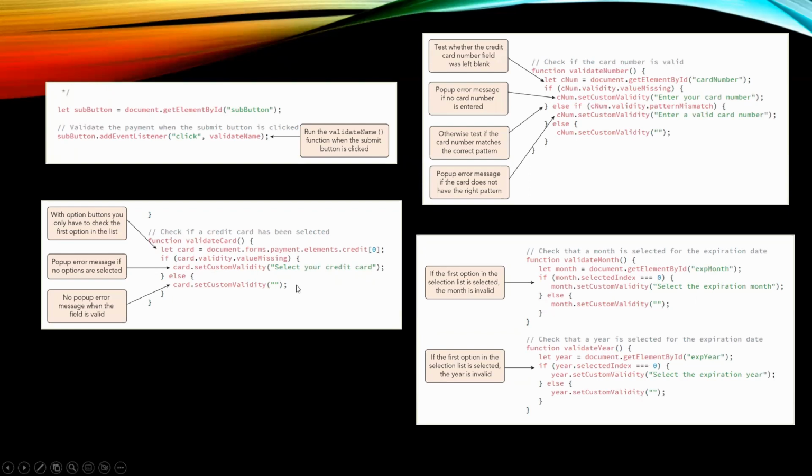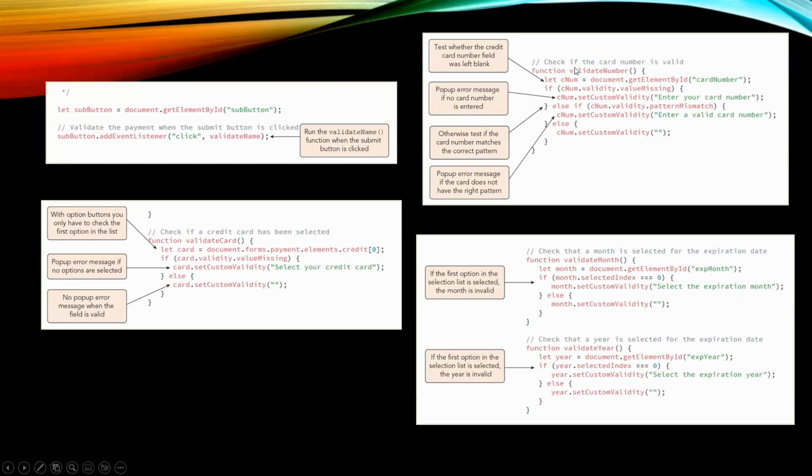Here we've got some code. Here we're going to add an event listener on click. When I click the submit button, it's going to validate name. Down here, I can check if a credit card's been selected. Remember, the credit card was a radio button, option button, where it said Visa, MasterCard, things like that. Let card equal elements.credit. The validity is missing. If it's missing, you give that custom error message that says select your credit card.